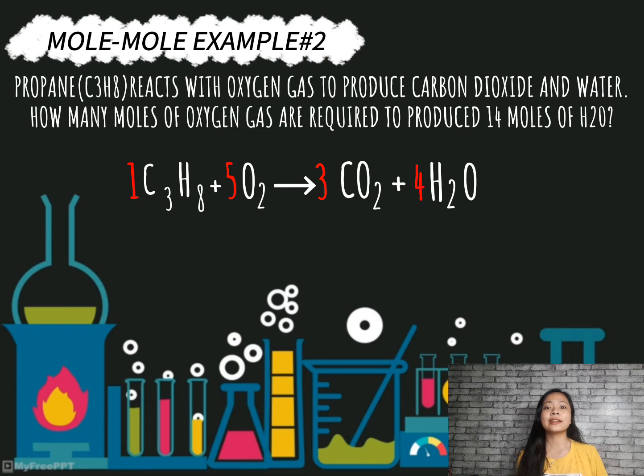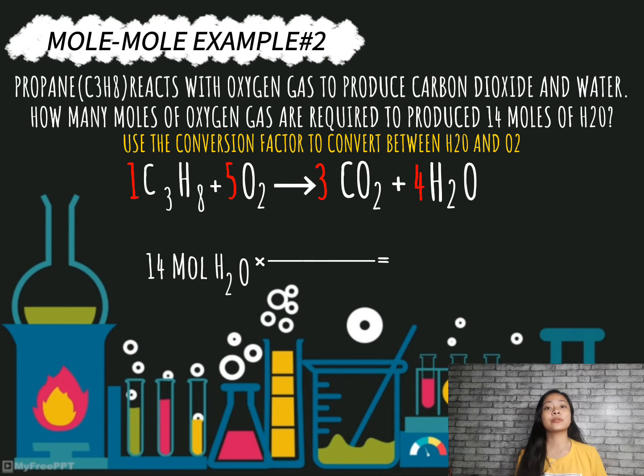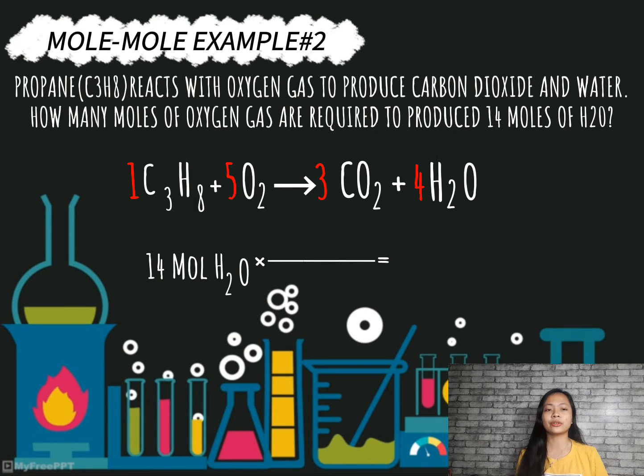So the first thing we need to do is write the balanced chemical equation by adding coefficients. And this is the balanced chemical equation. After that, we can answer the question of how many moles of oxygen gas are required to produce 14 moles of water or H2O. So first, let's start with what we're given, and that's 14 moles of water. And let's use a conversion factor to convert H2O to O2. The conversion factor is the mole ratio. It is 5 to 4. So you can make the statement 5 moles of O2 is chemically equivalent to 4 moles of water, because for every 5 moles of O2 that reacts, 4 moles of water will be produced.